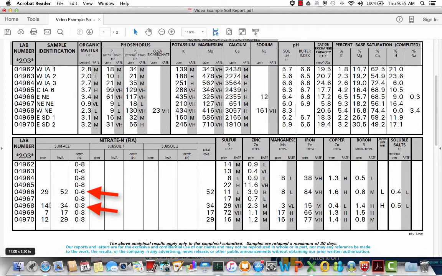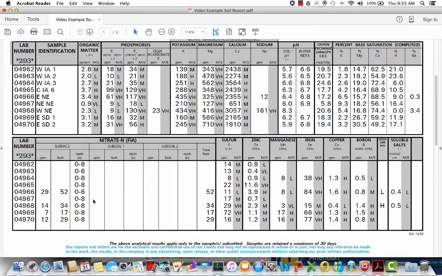The conversion that we use is basically the part per million times the depth in sample in inches times 0.3, and that's going to equal out our pounds per acre. So a deeper sample with a lower part per million might actually have a higher pound per total acre because there's more total soil mass represented in that sample. So that's something to keep in mind.